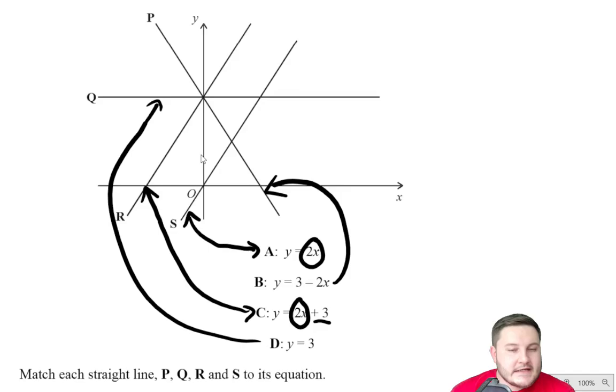Obviously testing the idea that the y-intercept is 3, so this one goes through the y-axis up here, whereas this one goes through the origin. So a lot of little key skills tested in that question there.